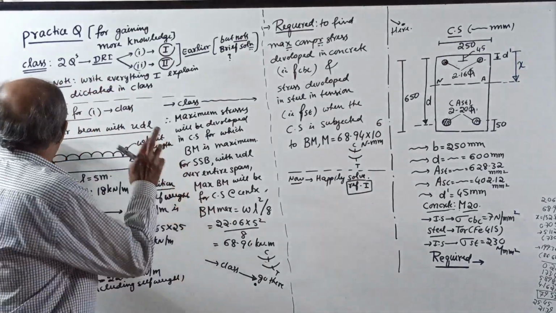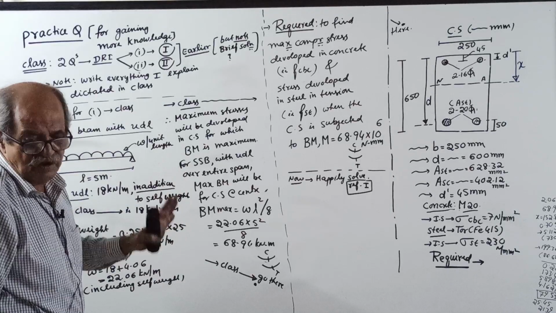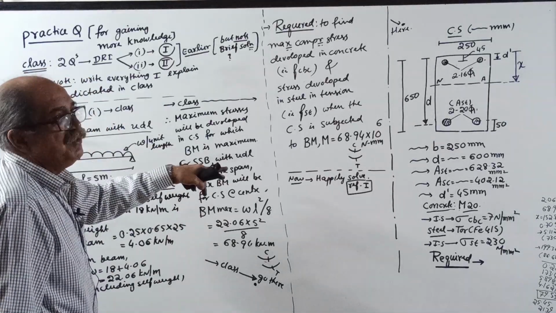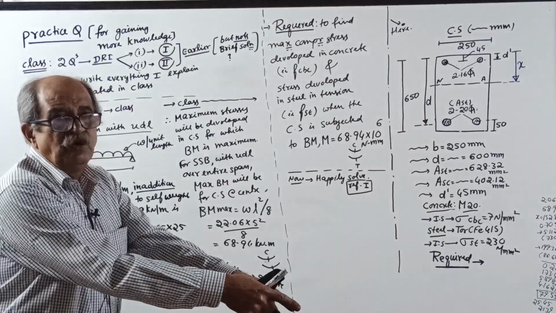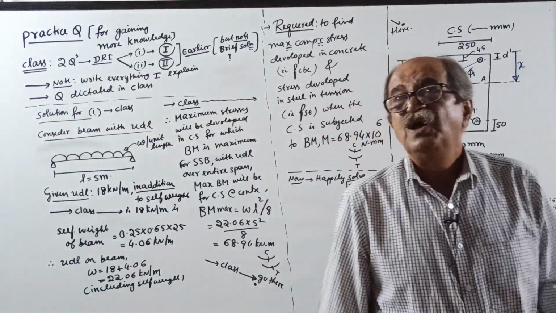Now, the question is dictated in class. I will dictate the question. I will stand somewhere outside, because otherwise, when I explain, you may not be able to see. So I will go somewhere there; only voice is required now. Okay, question.